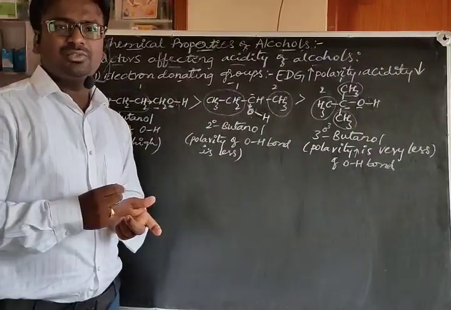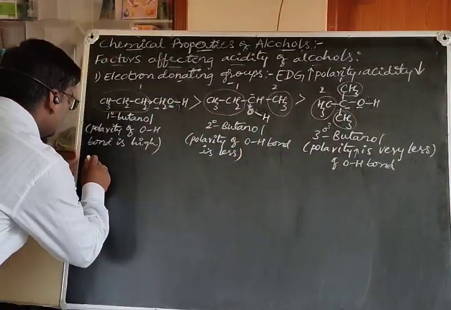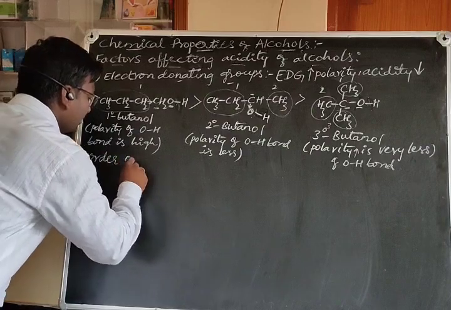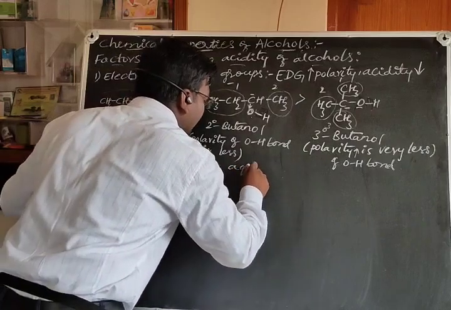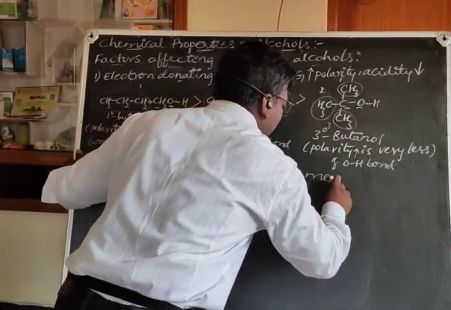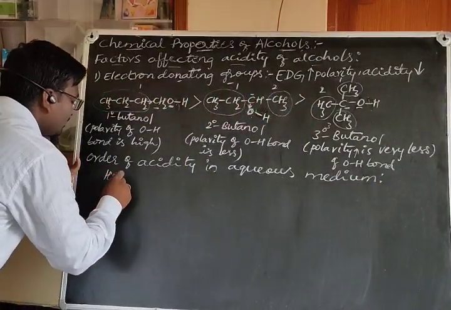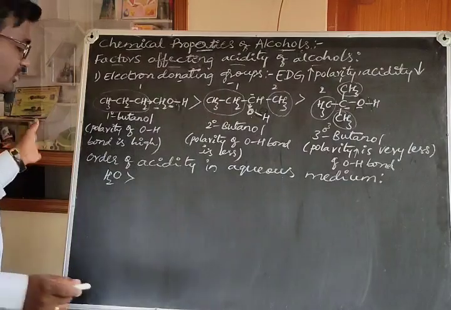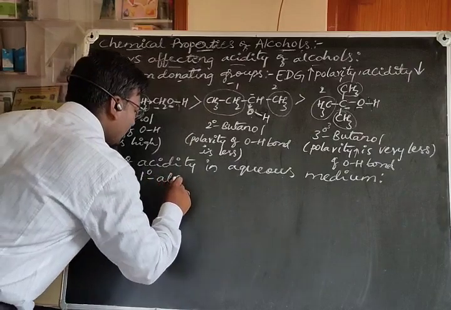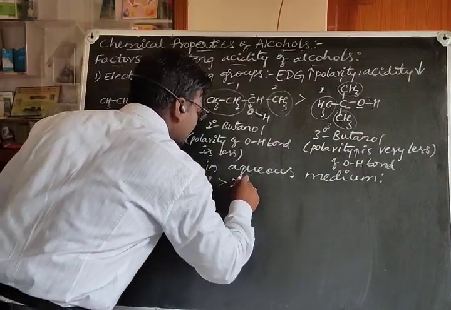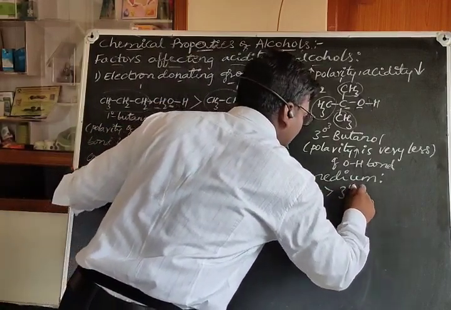But when it comes to the gaseous phase, the order of acidity is different. So here I am going to write the order of acidity in aqueous medium. It is like this. Water is more acidic than the alcohols. Now, in the alcohols, the primary alcohol is more acidic, followed by the secondary alcohol, and followed by the tertiary alcohol.